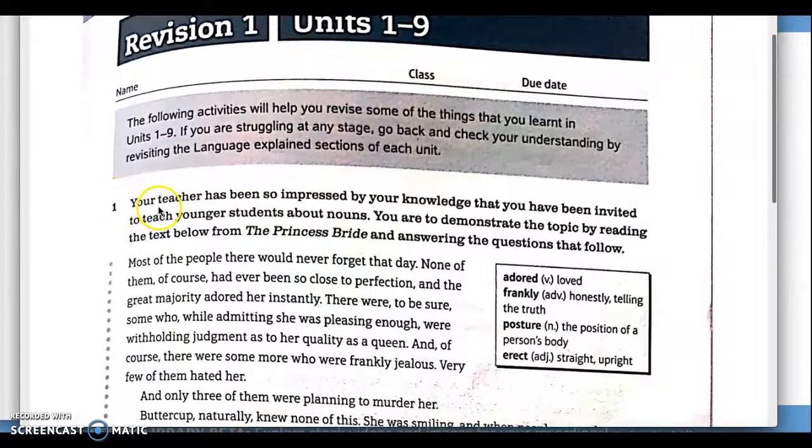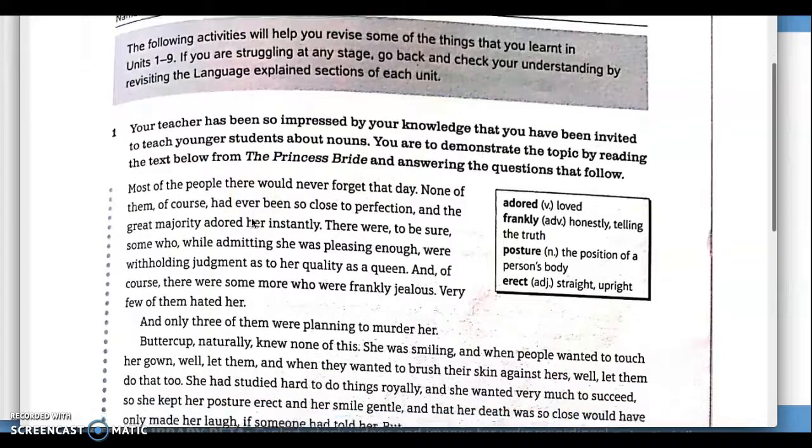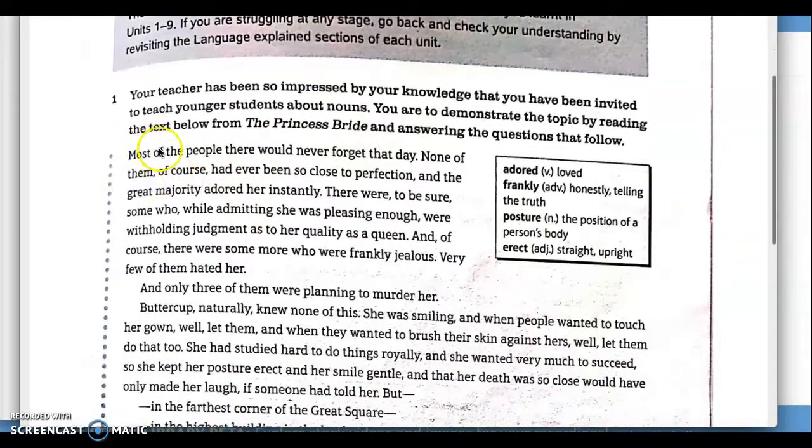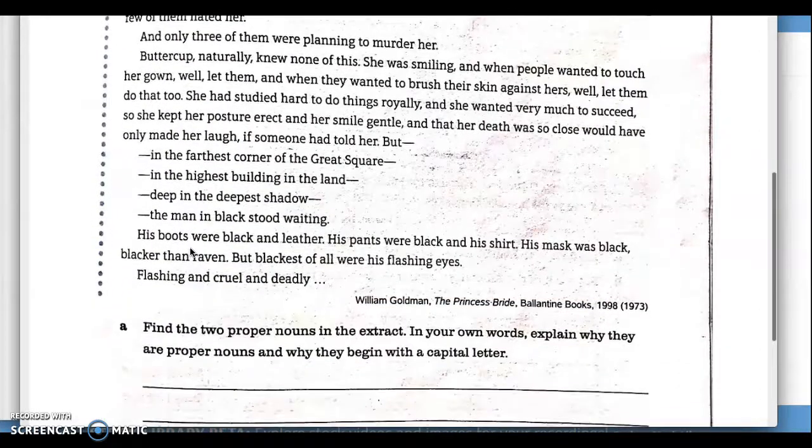So the first activity says your teacher has been so impressed by your knowledge that you have been invited to teach younger students about nouns. So this section is going to be about nouns. You're to demonstrate the topic by reading the text below from The Princess Bride and answering the questions that follow. So the first thing you will do is read this passage about the princess from The Princess Bride, okay?